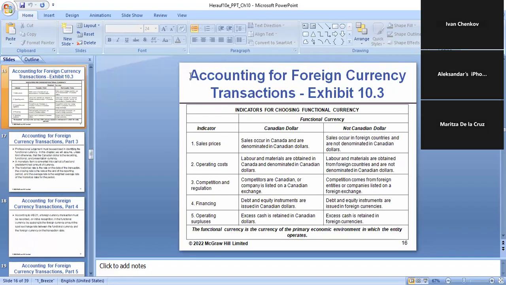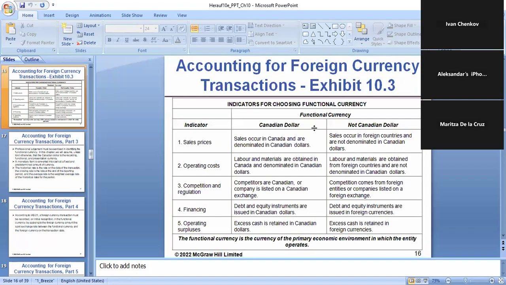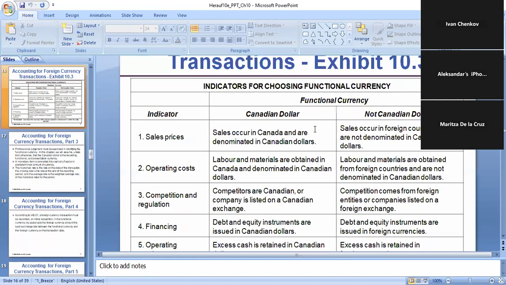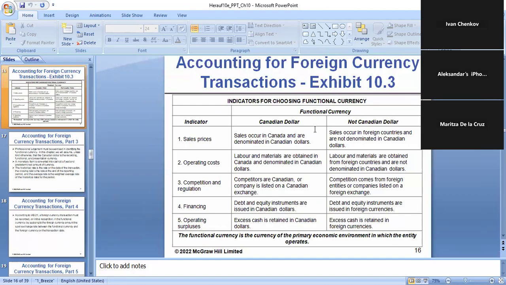Now, the factors, actually, this slide is going to continue next time. On the functional currency, we have the sales, the operating costs, competition and regulation, financing, and operating surpluses. And next time we're going to continue with more.